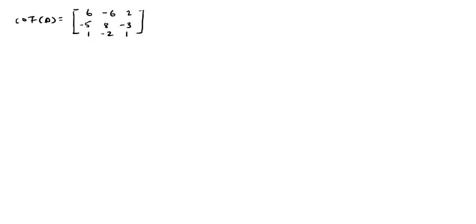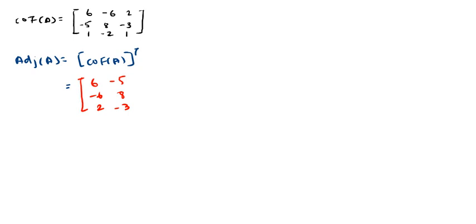So after finding the matrix of cofactors, we can easily find the adjoint of the matrix A. And what is that? That is the transpose of the matrix of cofactors. So this will be equal to, just convert rows to columns. This will be 6, minus 6, 2. This will be minus 5, 8 and minus 3. This will be 1, minus 2 and 1.